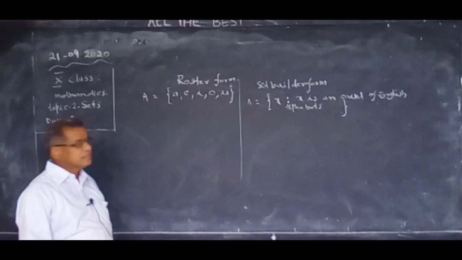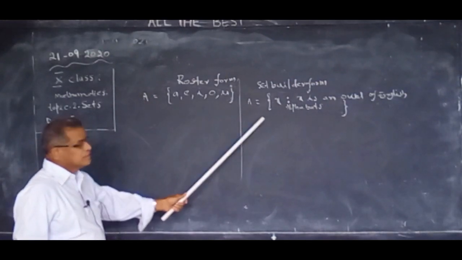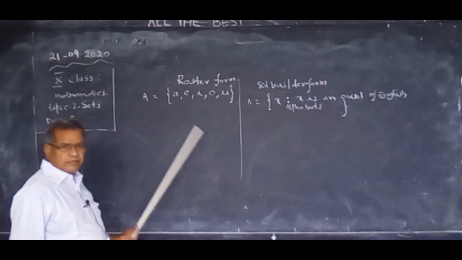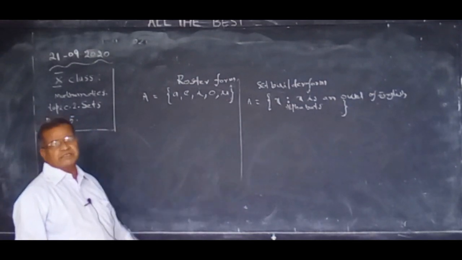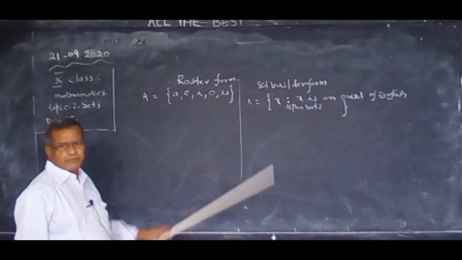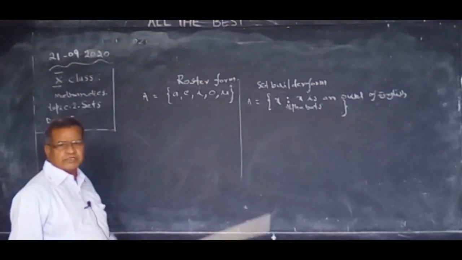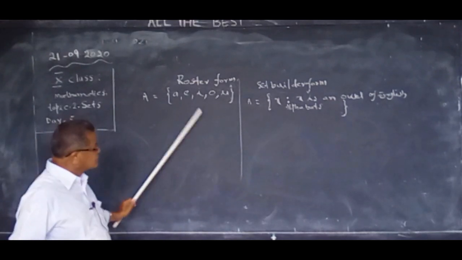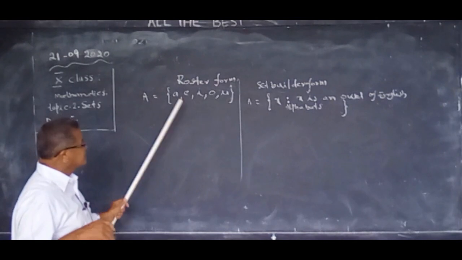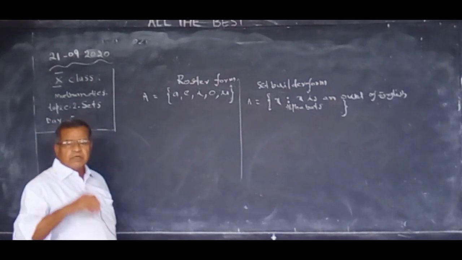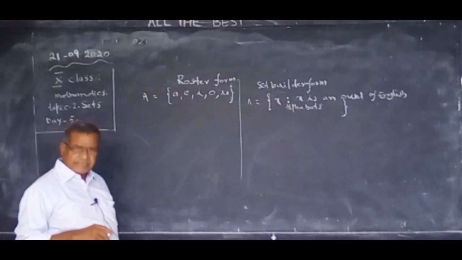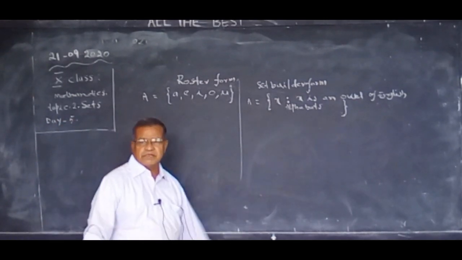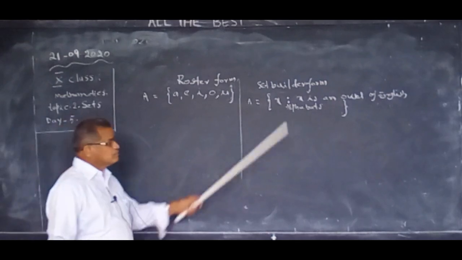When set builder form is given, you have to write roster form. When roster form is given, you have to write set builder form. Important. Understood? Clear? I already explained once. Now, after this, types of sets. In the previous class we discussed these types of sets.